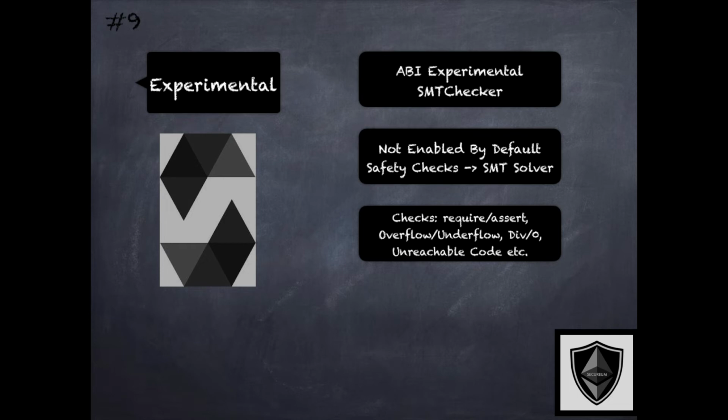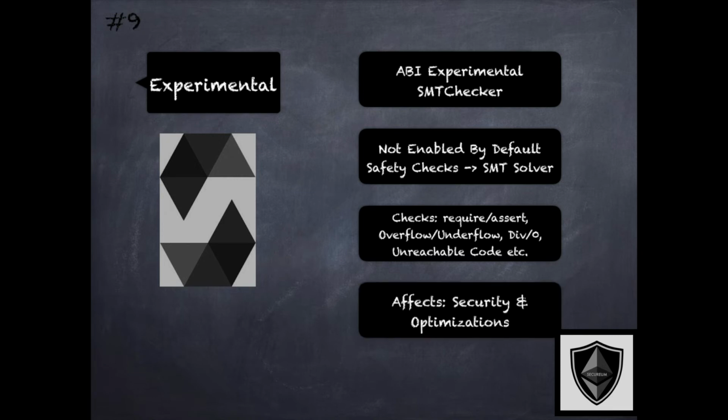So SMT checker is a critical security feature that comes packaged as part of the Solidity. It's implemented in the compiler itself. And at a higher level, formal verification is considered as really a key area, a fundamental part of programming languages security. So we can imagine that this particular pragma directive specific to the SMT checker affects the security and optimizations of the smart contracts that use this feature.